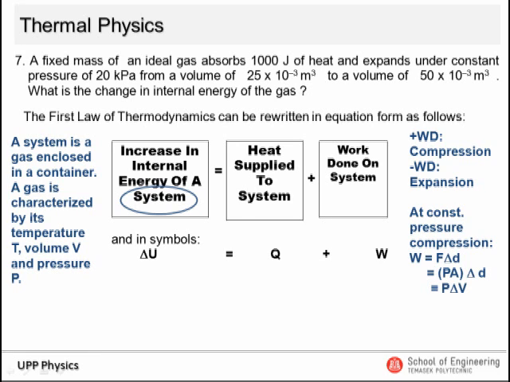Do we know Q? Yes. We know that the ideal gas absorbs 1000 joules of heat, as indicated here. Because it's absorption, it is heat supplied to the system. So Q will be 1000. What about the work done? Well, there's a change in volume, so we have to calculate that change in volume.